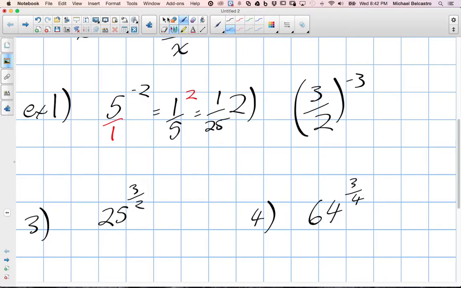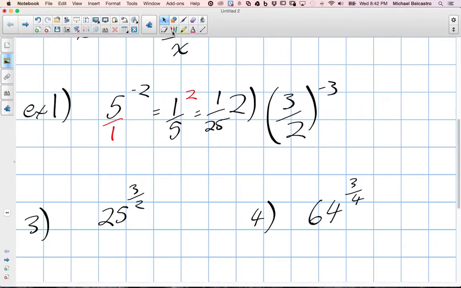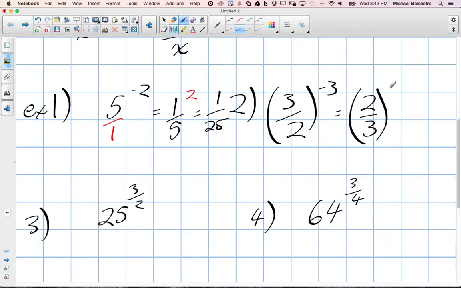This one here, we want to make it a positive power first, so what do we do to it? How would I rewrite this? Make it 2 over 3. 2 over 3, and now it's to what power? Positive 3. Positive 3, and now I can evaluate. 2 to the power of 3 is 8, and 3 to the power of 3 is 27.